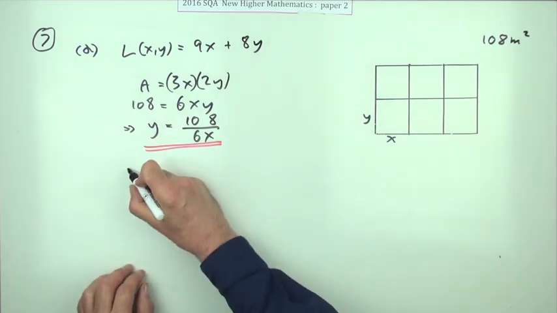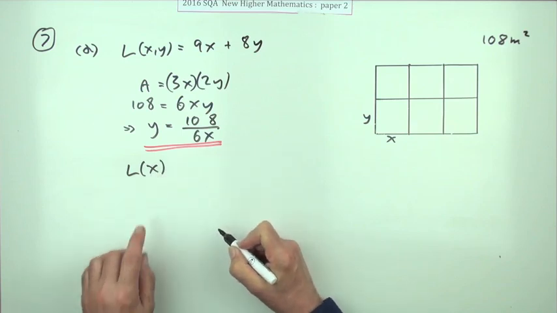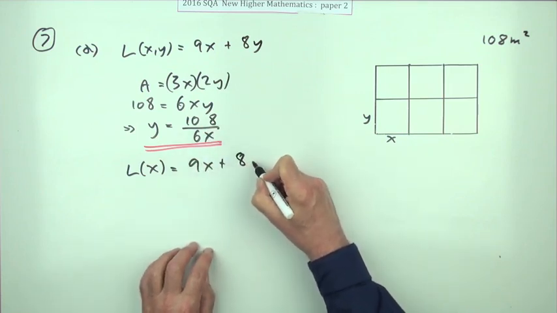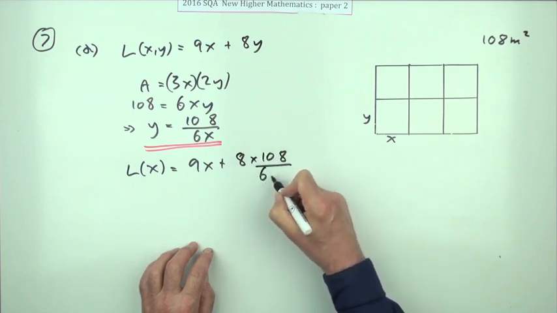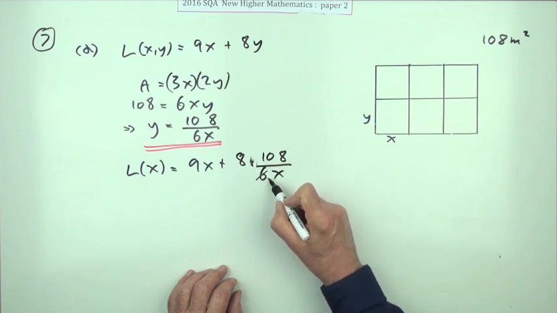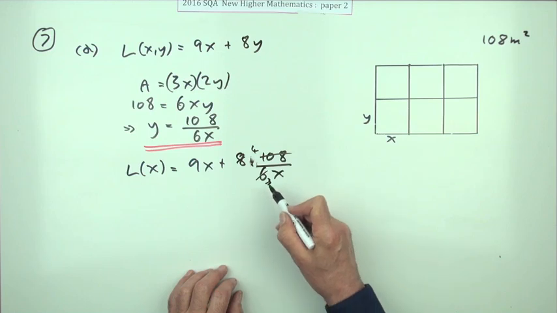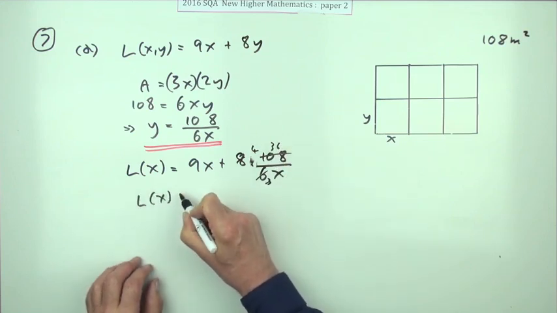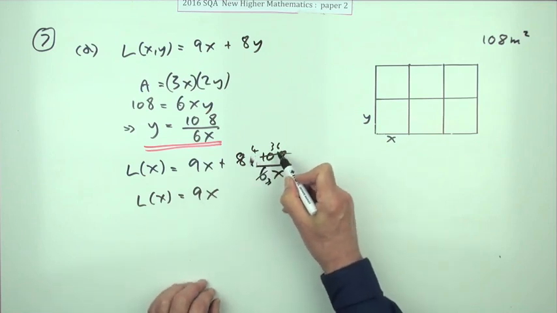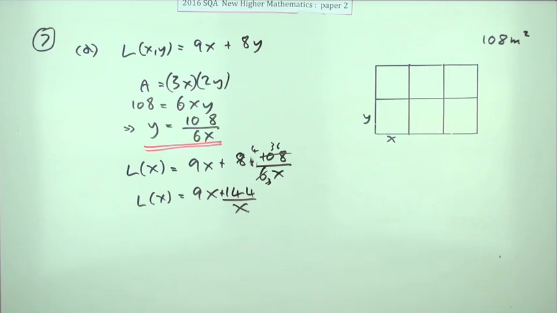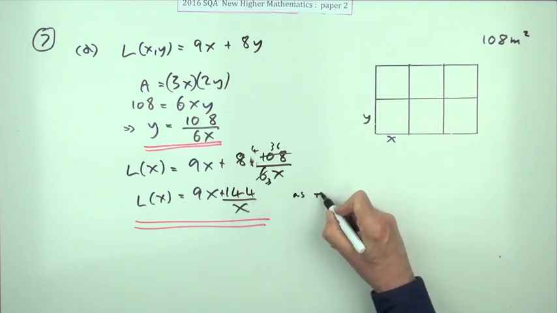Feeding that back into the original means the original will now be just in terms of x as it states. So that will be 9x plus 8 times 108 over 6x. I'll just put a wee dot there. You can just use your calculator of course. Well, that would go down to 3 and that would go down to 4. Then 3 goes into this one, so there's nothing left underneath. 3 into that would be 36. So you've got L(x) is 9x plus 4 times 36, which is 144, over x. And that would be 3 marks. You could always put here, if you felt like it, as required.